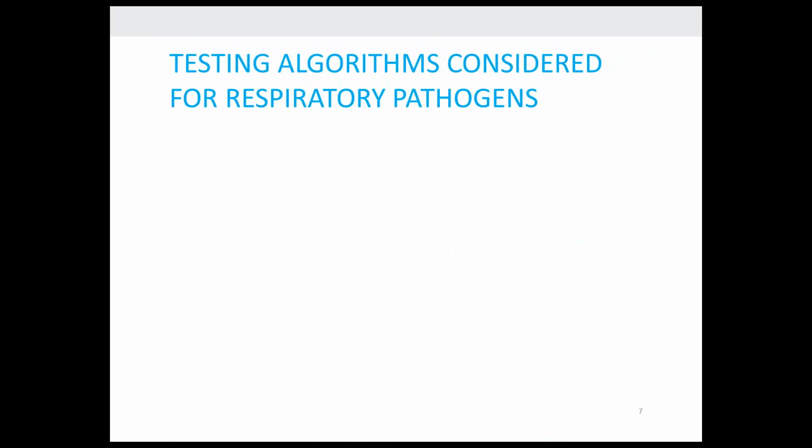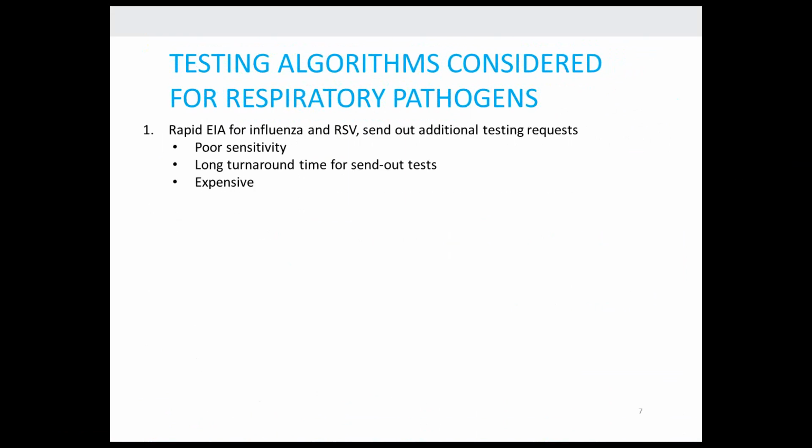So some of the testing algorithms to consider and that we were considering, what we were using initially was the rapid EIA, that's for influenza and RSV, and then we would need to send out the additional testing requests. That included the viral cultures as well as adenovirus and pertussis testing, things like that. So the part that we were performing on the EIA really didn't have good sensitivity. And for the send-out test, it was a pretty long turnaround time. Plus, they were expensive.